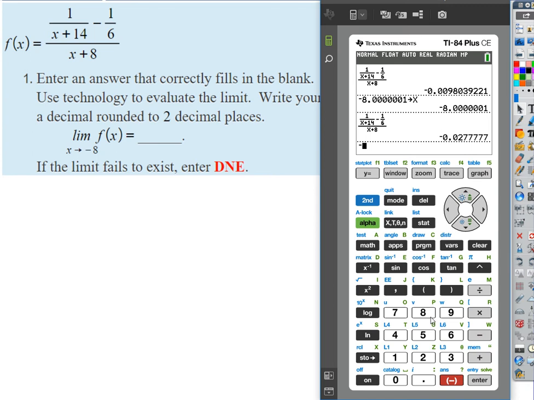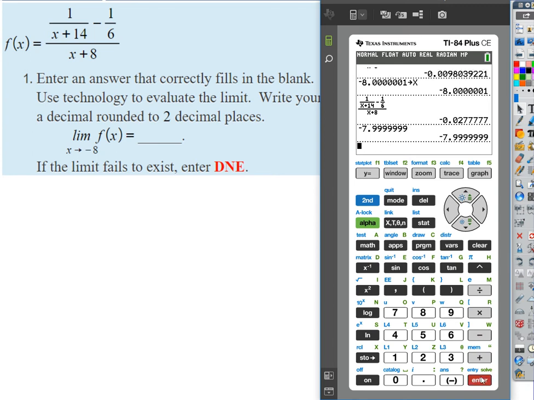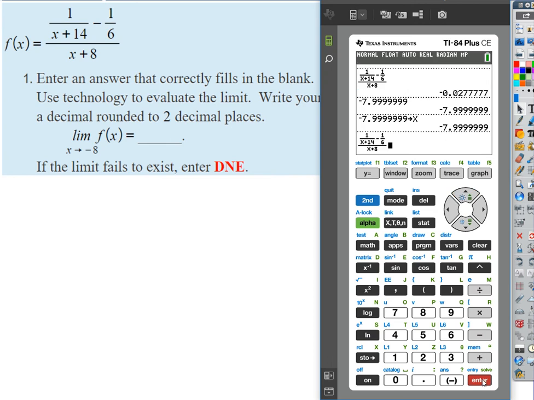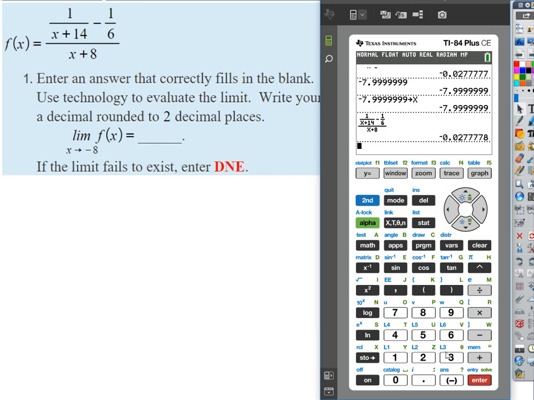Okay, I'm going to pick a new value. Now I'm going to pick one on the other side. Negative 7.999999, right? Now I'm going to store that. Oops, I got to store it as x though. Got to do that. Store it as x. And I'll go up and grab that expression again. And I'll evaluate it. What do you notice?